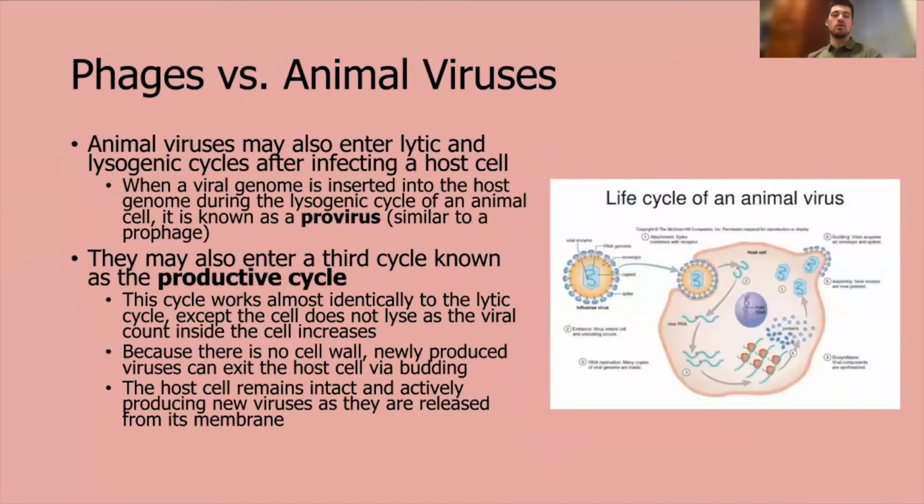So animal viruses may also enter lytic and lysogenic cycles after infecting a host cell, very similarly to how bacteriophages do it once they're inside of that bacteria cell. When a viral genome is inserted into the host genome during the lysogenic cycle of an animal cell, it is known as a provirus. So I used the word provirus a couple of minutes ago. When we're talking about a bacteriophage in bacteria, entering the lysogenic cycle and inserting that genetic information into the host cell's genome, that specific part is called a prophage. When we're talking about animals and animal cells entering lysogenic cycles, the genetic information is called a provirus.